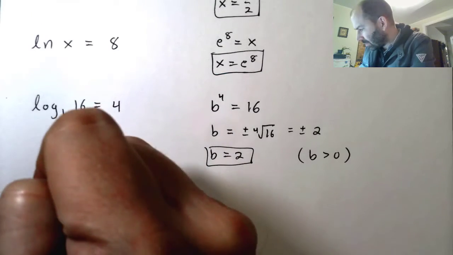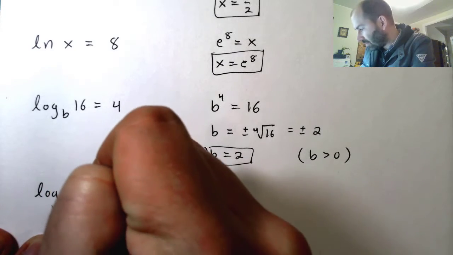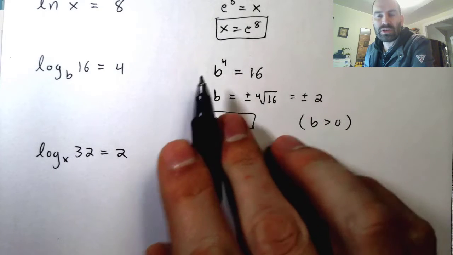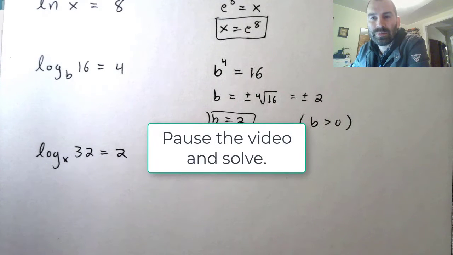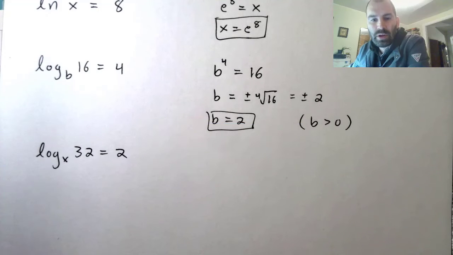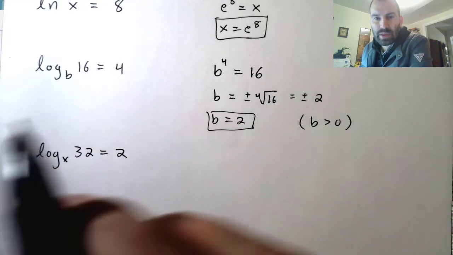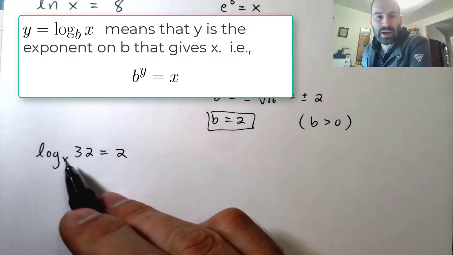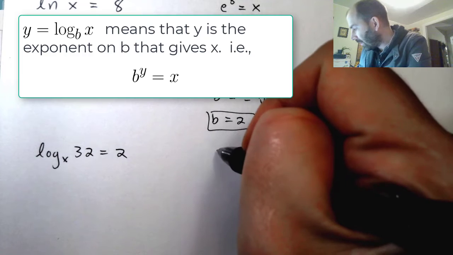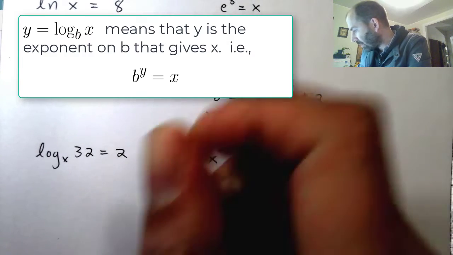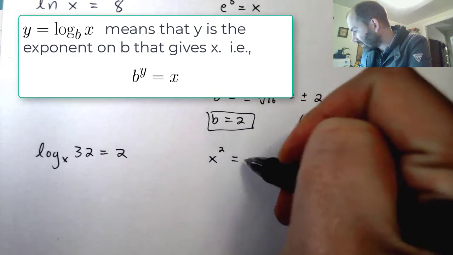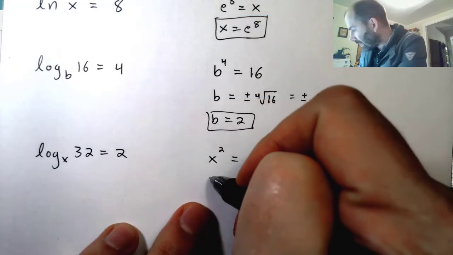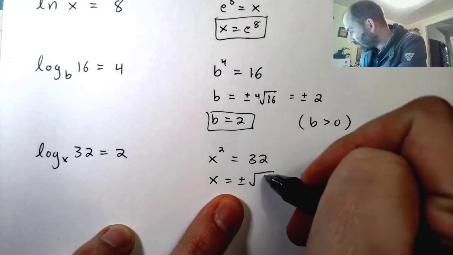Okay, so let's try this one. Log base x of 32 equals 2. See if you can write down the equivalent exponential equation for this one. All right, well, let's see. Remember that 2 is the exponent on the base, which in this case is x, that gives 32. So x squared equals 32. Well, that means that x equals plus or minus the square root of 32.